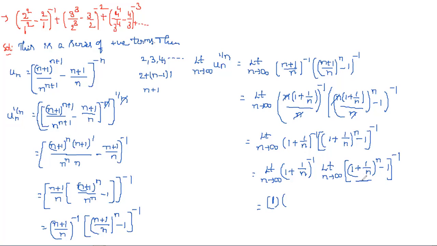Here we have the formula, right? We are writing that the limit as n tends to infinity of 1 plus 1 by n whole power n is nothing but what? e. Right? So in place of this one, what can we write? e minus 1 whole power minus 1. So the value we got here is 1 by e minus 1.